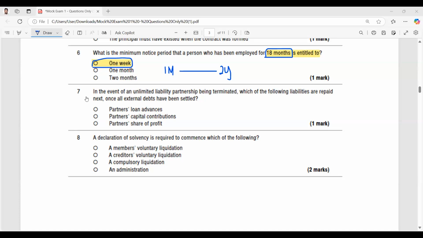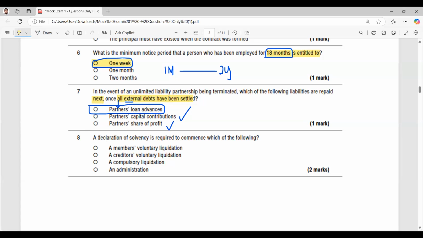Right, the seventh one. In the event of an unlimited liability partnership being terminated, which of the following liabilities are repaid next once all the external debts have been settled? Once all the external debts have been settled, you need to make sure you settle your partners' loans before you repay their capital contributions and the share of profits. Because these loans are provided to the organization separately, not as a part of their investment. These are provided as loans. So once you settle all your external debts, the next debt that you need to focus on is your partners' loans.